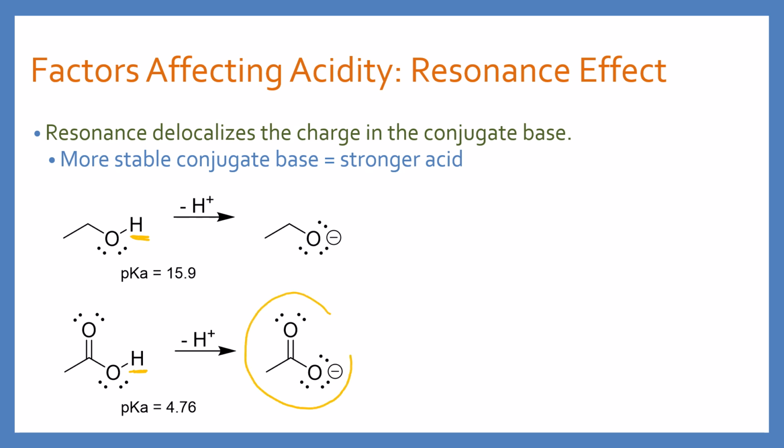We end up with the conjugate base of acetate. Now, acetate has a resonance form that ethoxide does not. Ethoxide has no resonance forms. Once you put that negative charge on that oxygen, it is stuck there. However, acetate can take one of these lone pairs and use it to make a new double bond between the oxygen and the carbon. And then we can take these pi electrons and push them up onto the oxygen. That gives us a resonance form.